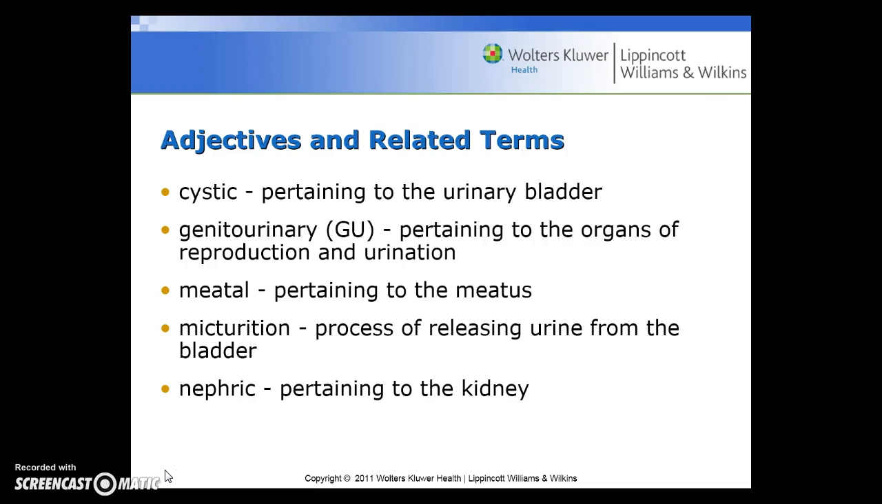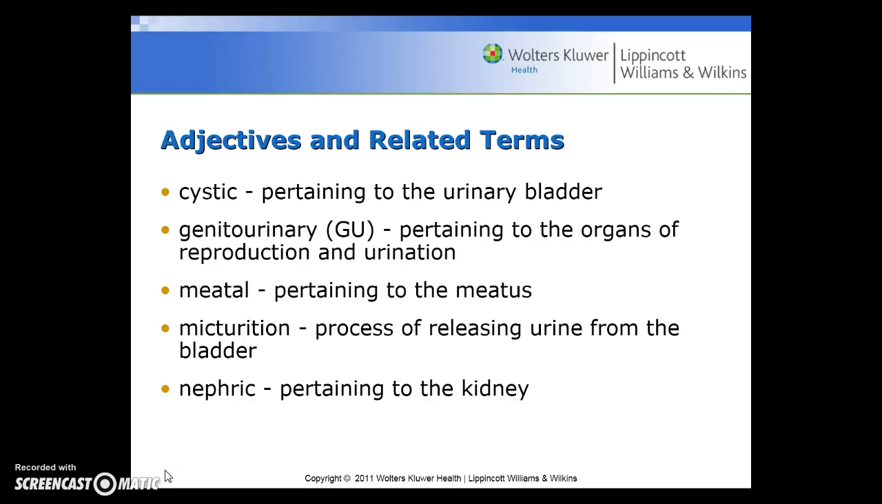So some adjectives and related terms include the word cystic, which means pertaining to the urinary bladder, and genitourinary or GU, which means pertaining to the organs of reproduction and urination. Remember from last week, the GI was gastrointestinal, but GU is genitourinary. Meatal is pertaining to the meatus.